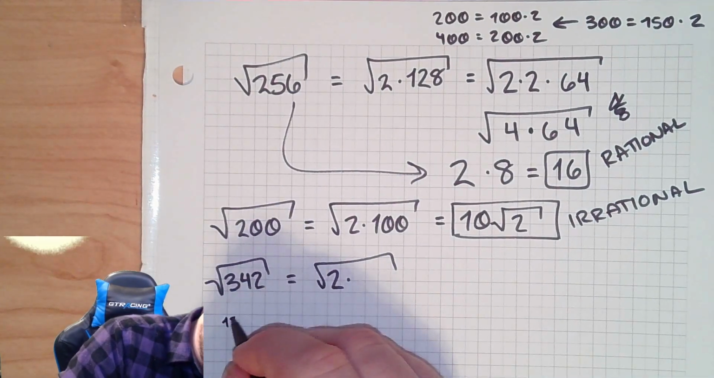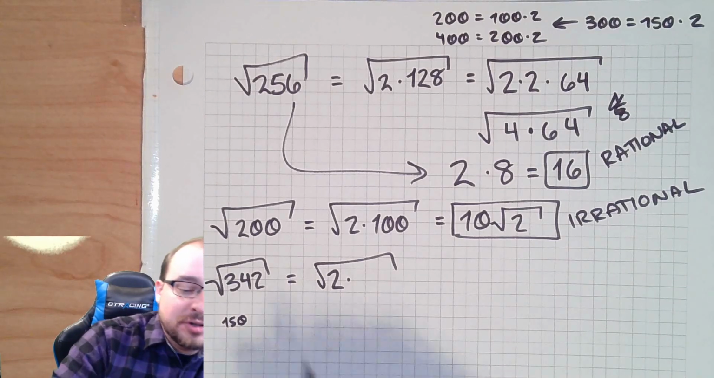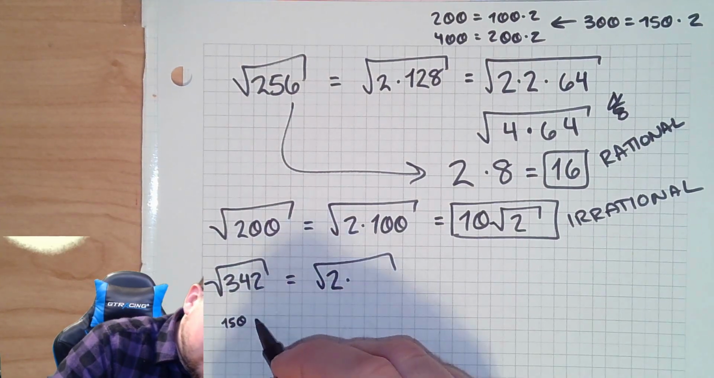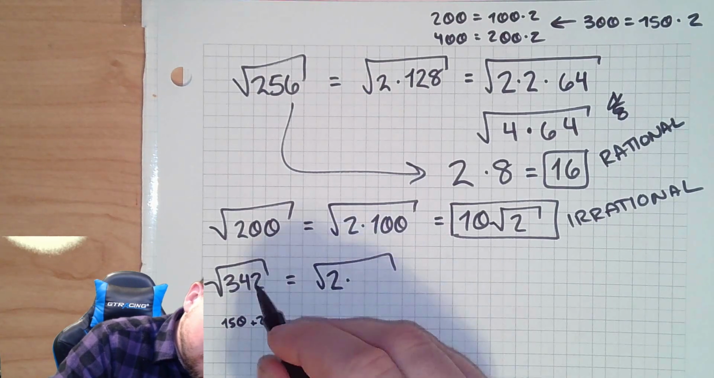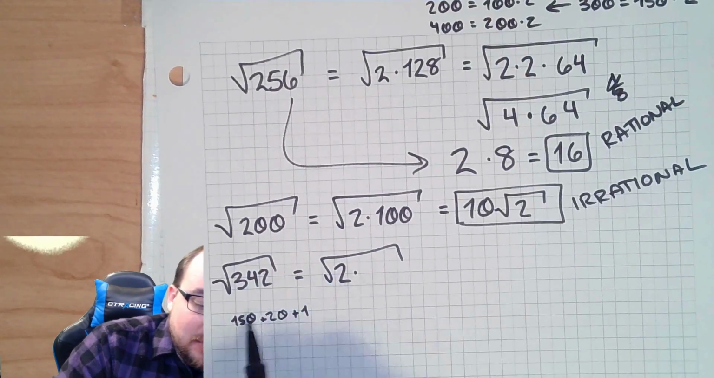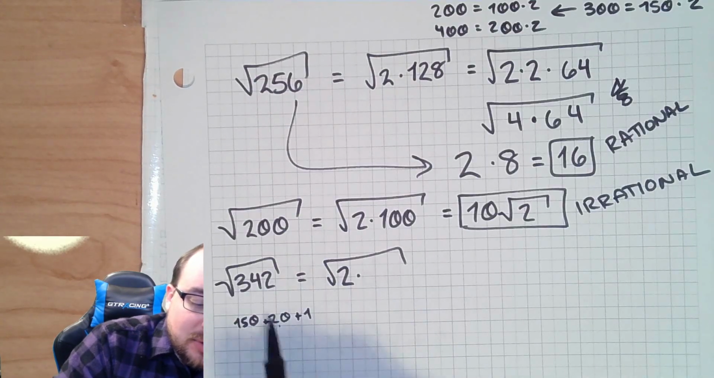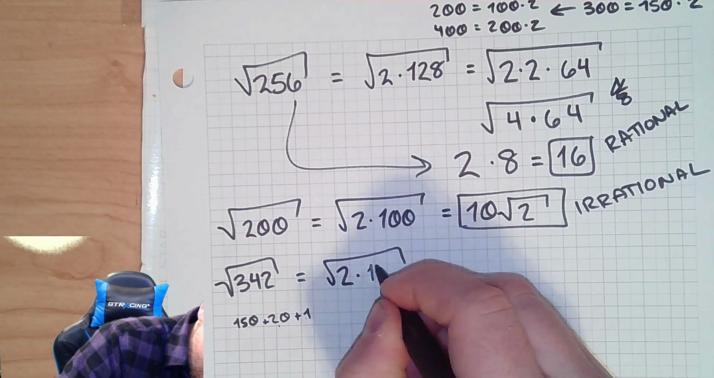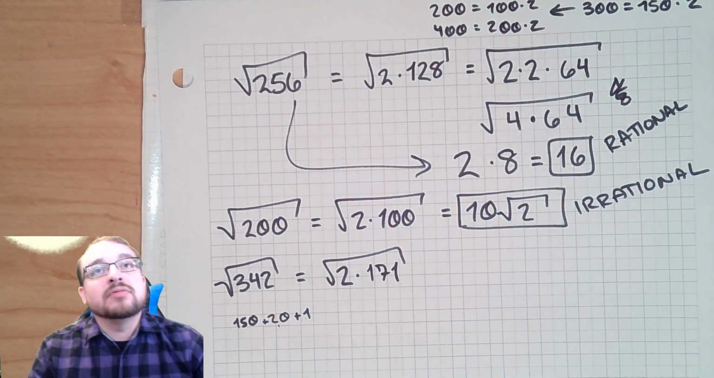If you need to, you can write that down. 2 times 20 gets me 40. And 2 times 1 gets me 2. So if I double 150, I get 300. If I double 20, I get 40. If I double 1, I get 2. So 2 times 171 gets me 342.